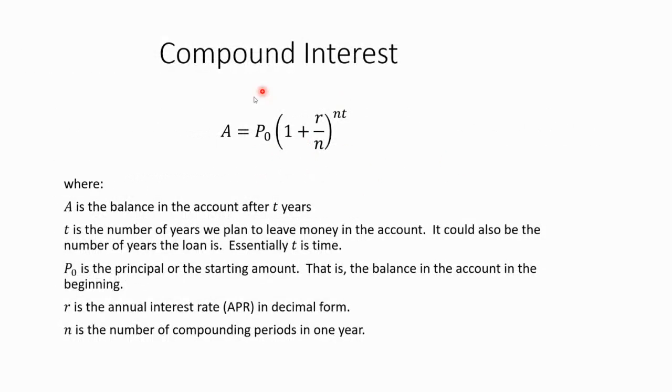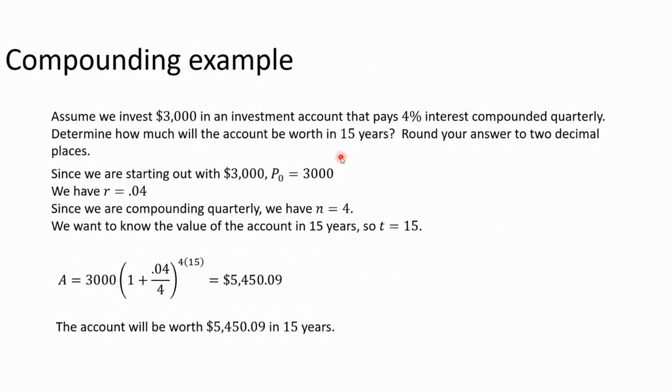So we're going to use this formula here. Namely, the initial amount in the account is $3,000. That's our P0. The interest rate, R, is 0.04. 4% is the interest rate, so R is 0.04. It's being compounded quarterly. That means it's being compounded 4 times a year. So N is 4.